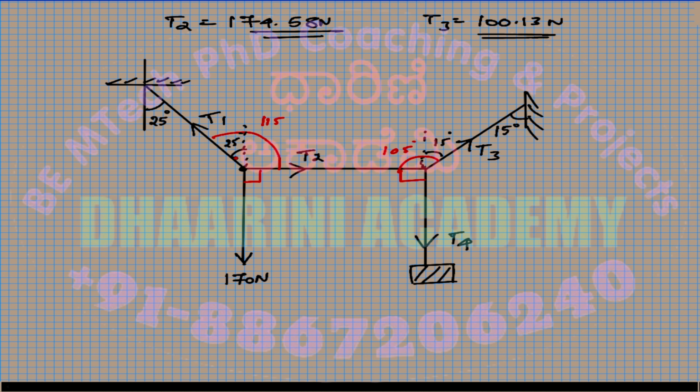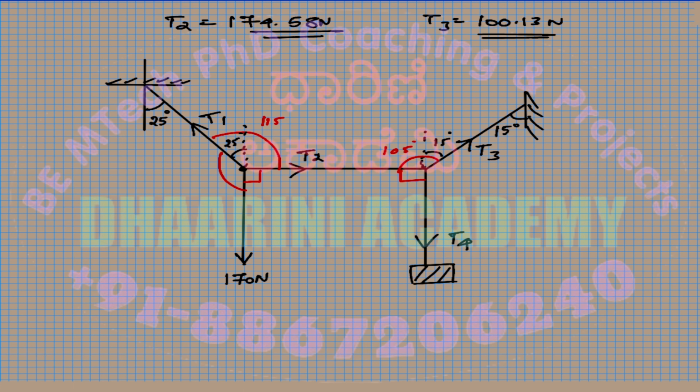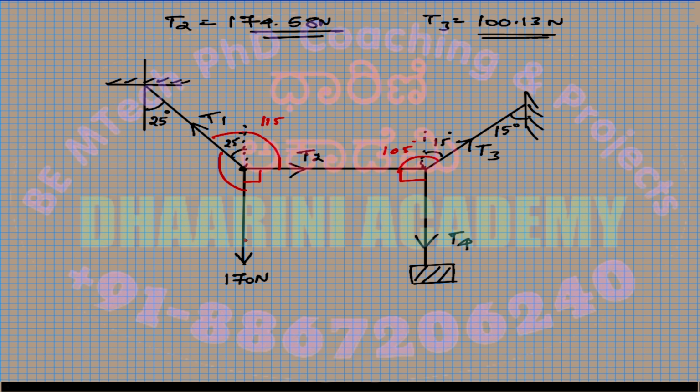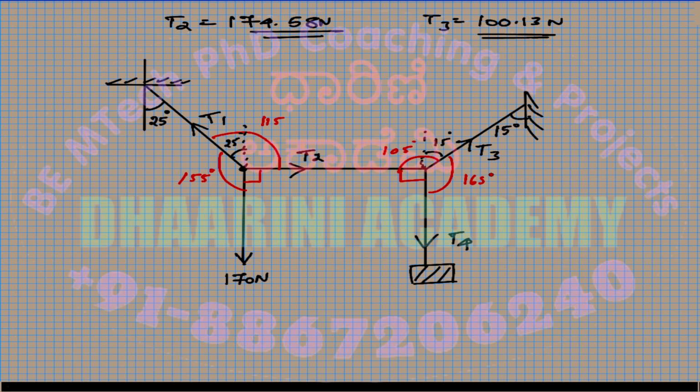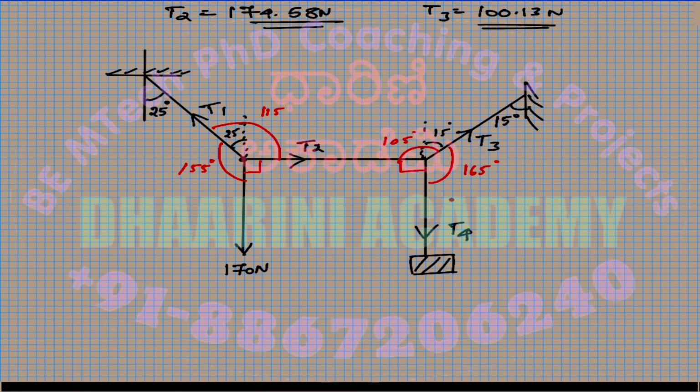Okay, so that means I can calculate the other angles easily using this. So this has to be 360 minus 90 minus 115. This is 155 degrees, and this angle has to be 360 minus 90 minus 105. So that is 165. Right? So using this, you can directly calculate by using the formula.